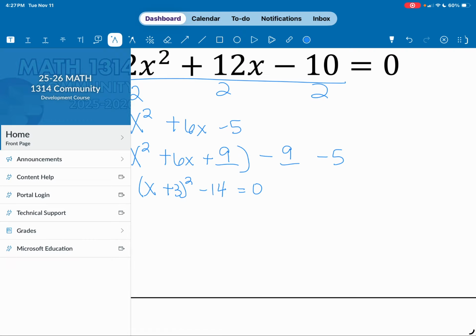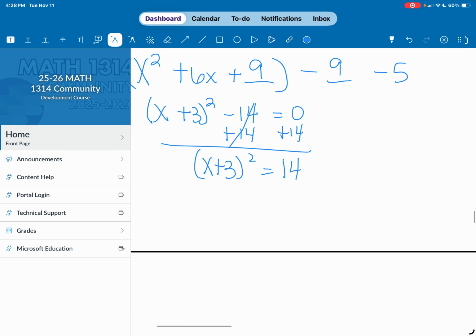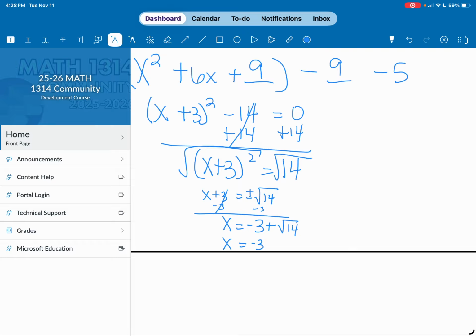Once we have it in vertex form, I'm going to put it equal to 0. So I have plus 14 on both sides. So we get x plus 3 squared equals 14. So I take the square root of both sides, and I get x plus 3 equals plus or minus the square root of 14. So we get minus 3 on both sides. So we get x equals negative 3 plus the square root of 14, and x equals negative 3 minus the square root of 14. That's it.